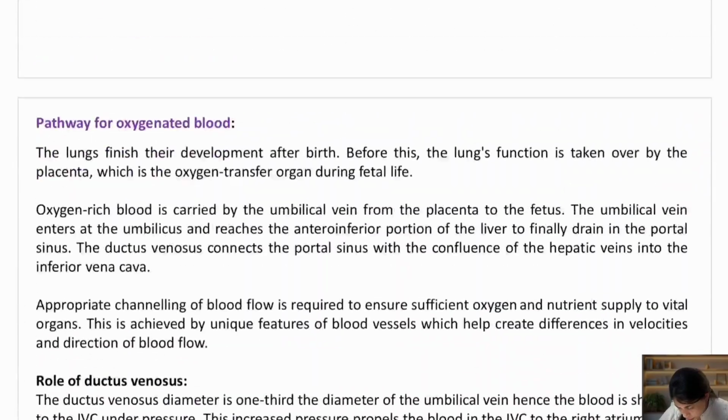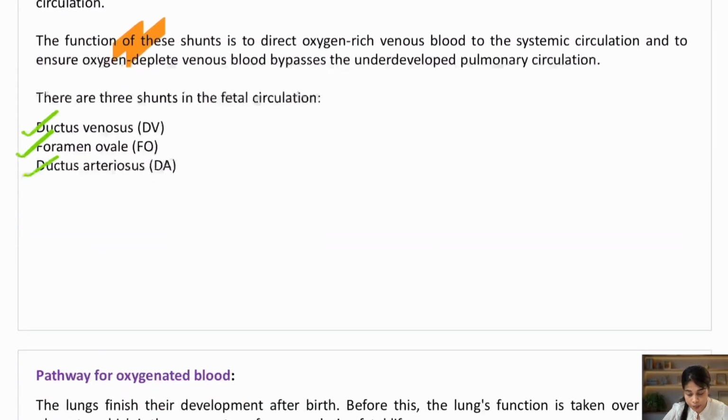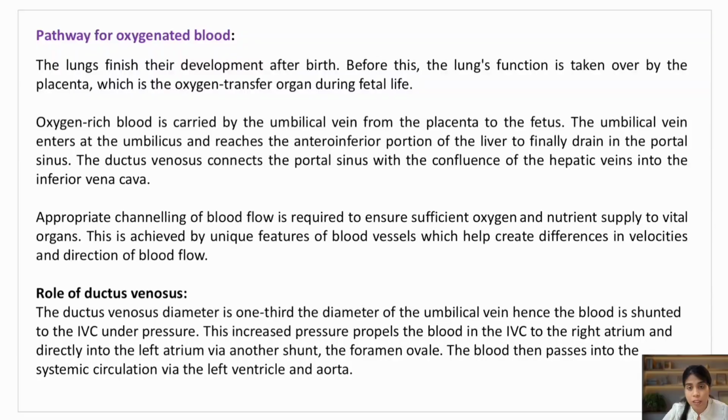Okay, so the same thing I have said now is shown here. What is the pathway for oxygenated blood? Lungs finish their development after birth. Before this, lung function is taken over by the placenta, which is the oxygen transfer organ during fetal life. So oxygen rich blood is carried by the umbilical vein from the placenta to the fetus.